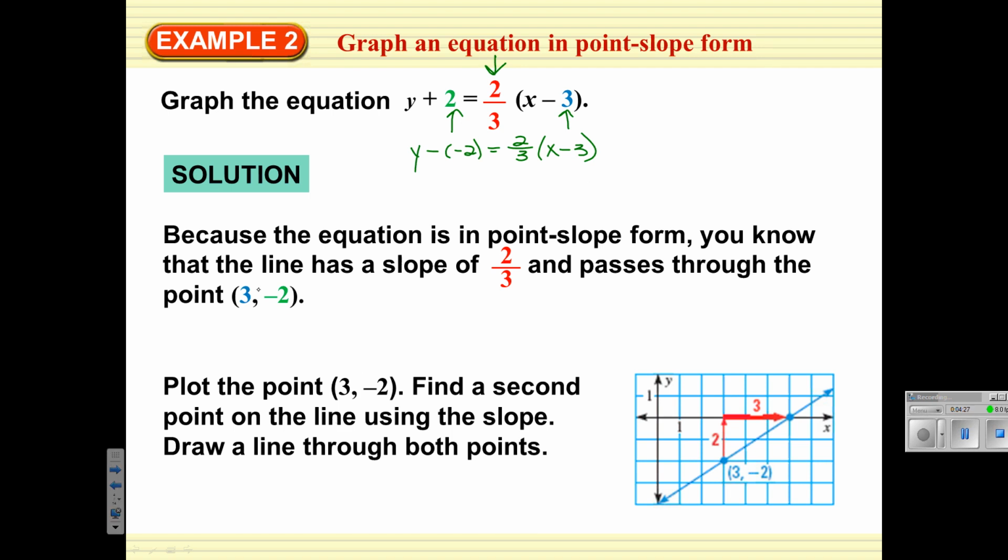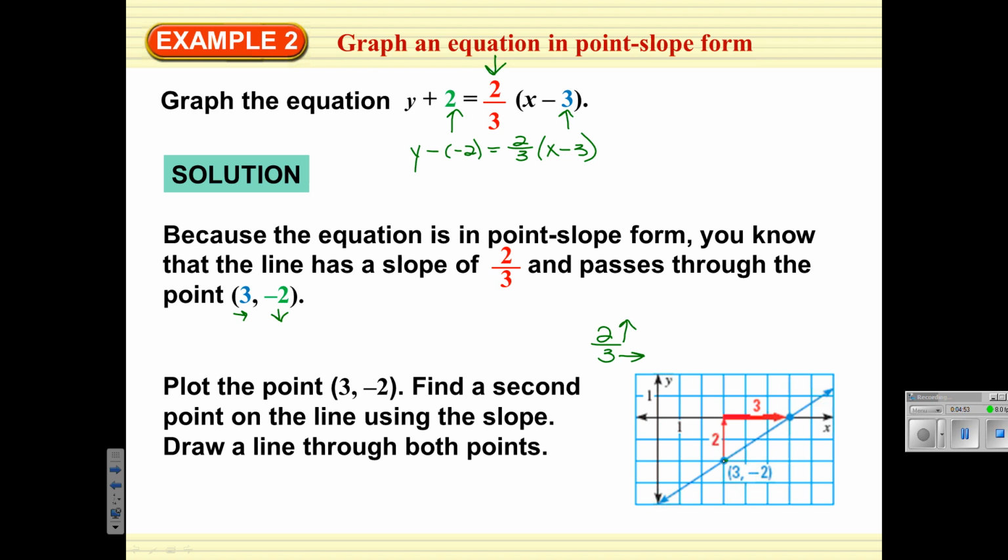So now we can graph it. We can graph the point (3, -2). So we go 1, 2, 3, down 2, because again, when we're graphing a point, we graph x first, then we graph y. Slope is just the opposite. So here's our point, (3, -2). My slope, though, is 2/3. So my slope is opposite. I go up first and to the right 3.